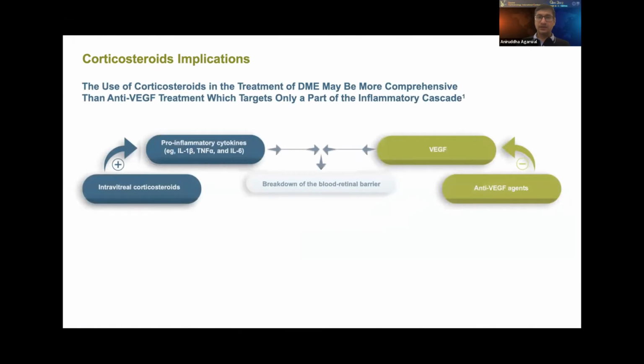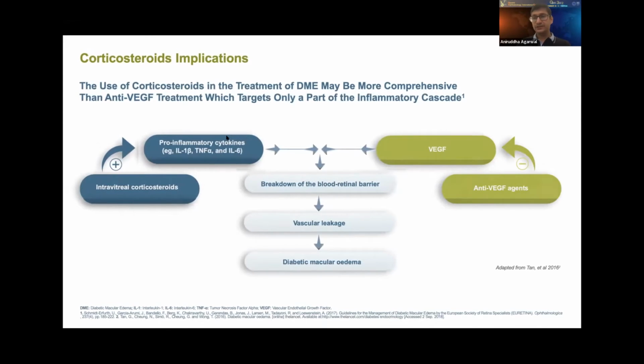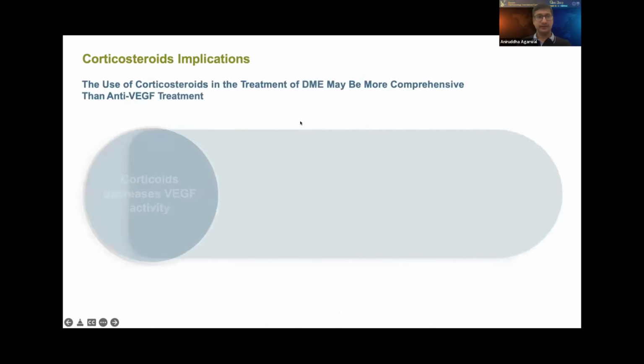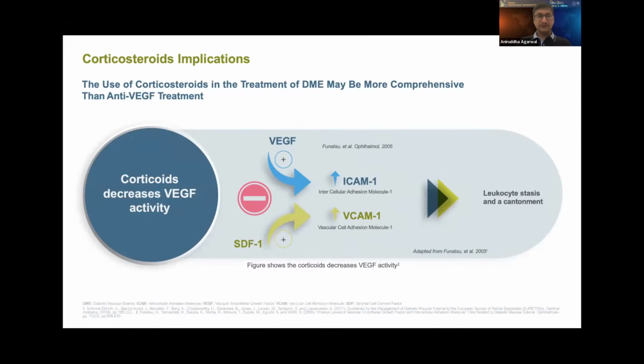Not only that, corticosteroids may also target both of these pathways, and the VEGF inhibition will also stabilize the vascular architecture and prevent the leakage, stabilizing or reducing diabetic macular edema. Whereas anti-VEGF agents will act only on one arm of this particular pathway. So the use of corticosteroids in DME may be more comprehensive than anti-VEGF.